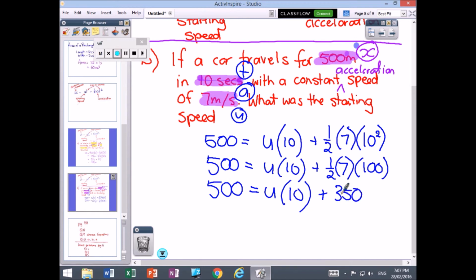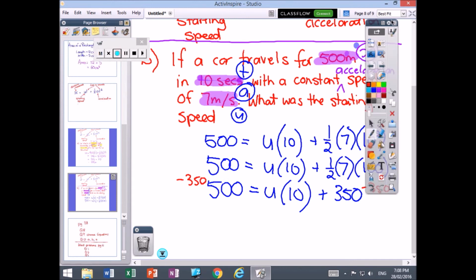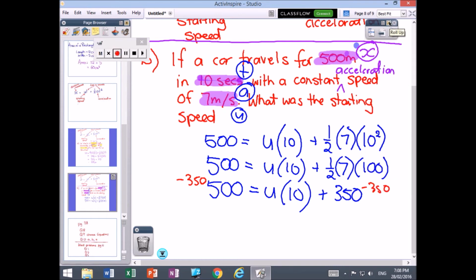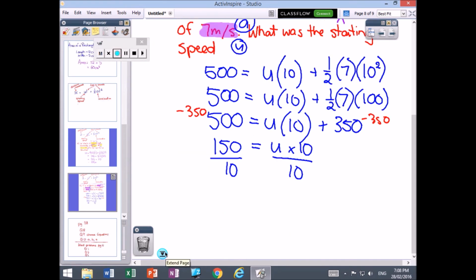Okay. So it's at this point that I need to do some rearranging, and we haven't done a whole bunch of practice on this this year. I'm going to take 350 off both sides, and hopefully some of you guys will remember doing this in the past. So if I take 350 off both sides, I get 150 equals U times 10. And 350 take away 350 is 0. And again, look, we'll do more practice on this, but if I now divide both sides by 10, Mr. Ryan can help you with this if you need some practice. 150 divided by 10 is 15. And these cancel out, which means I get an answer of U equals 15.